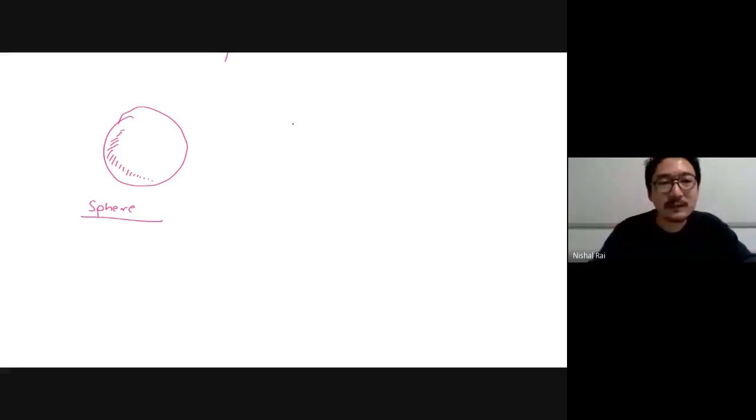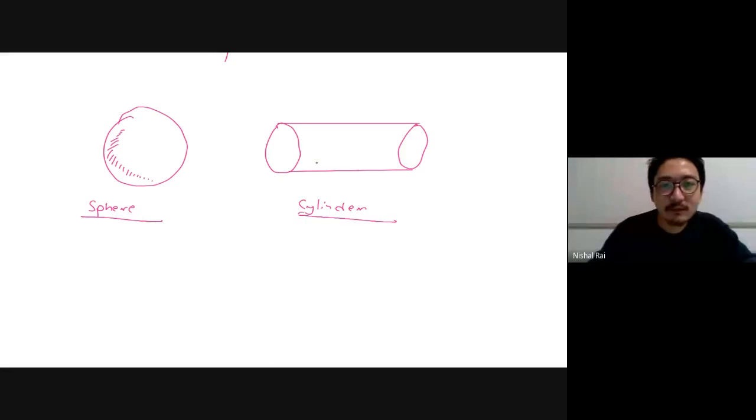First is sphere, and second is cylinder. These are the two cases in which you can have radial flow of heat. Basically, radial means what? From the radius. If you draw a circle, what will be the radius? You will draw the radius like this.